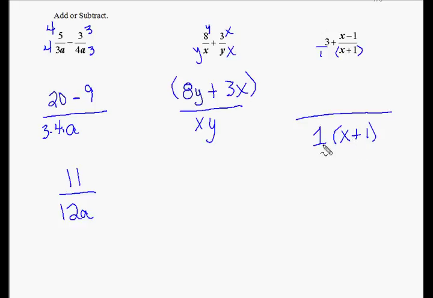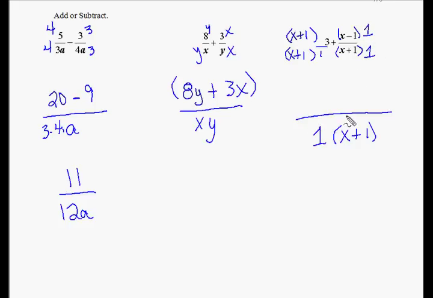Now this first one is optional, you don't need to write it, but I thought it would help us see what we're doing here. Down here we have 2 factors, and in this first fraction we only have 1 factor. So we'll multiply both the bottom denominator and the numerator by that missing factor, x plus 1. This second fraction is missing the 1, so we'll multiply both the top and the bottom by 1.